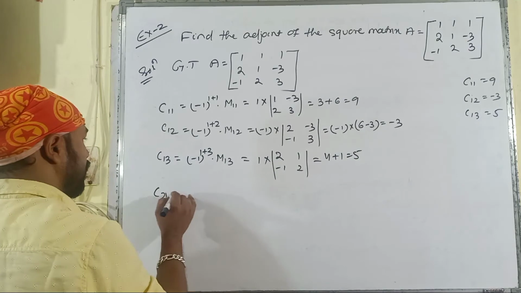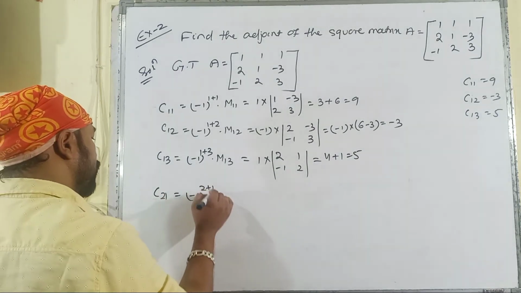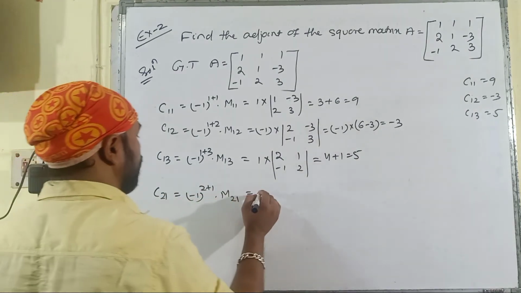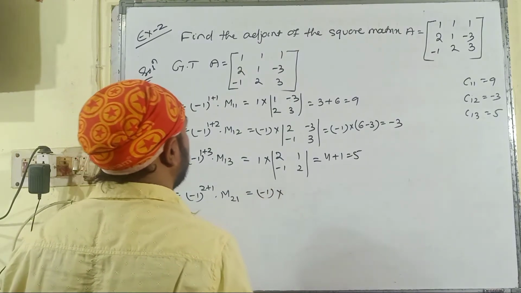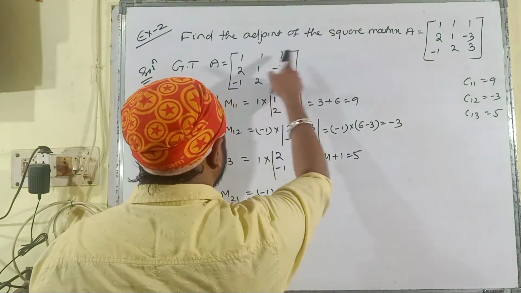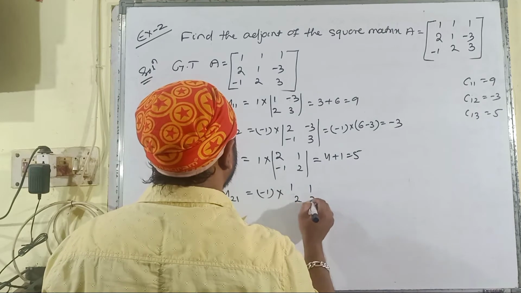Then C21 is minus 1 to the power 2 plus 1 multiplied with M21. It is minus 1 multiplied with 1, 1, 2, 3.